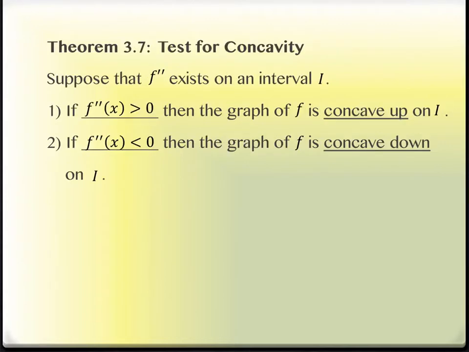So if we put it all together in a nicer fashion, you get the test for concavity, theorem 3.7. Suppose that the second derivative exists. If the second derivative is positive, it's concave up. And if the second derivative is negative, it's concave down. And it's always on an open interval, because we're always talking about an interval, not the endpoints themselves. Most of our intervals are going to be the whole number line. We're not looking at pieces unless we're looking at trig functions typically. Anyway.